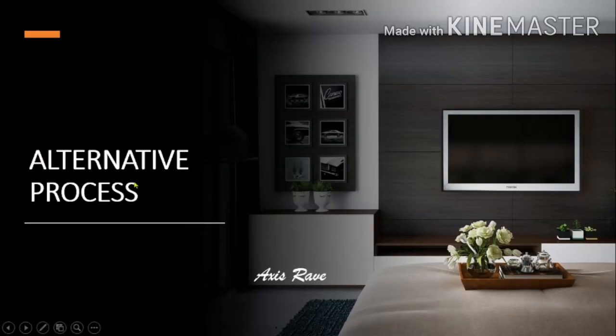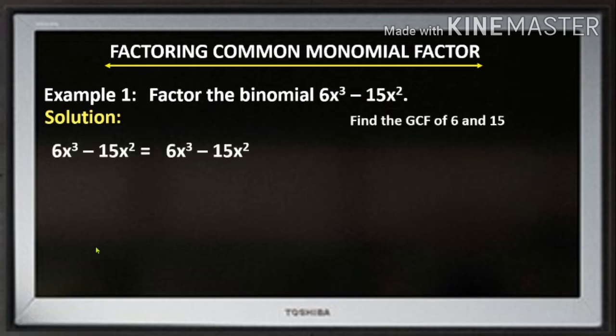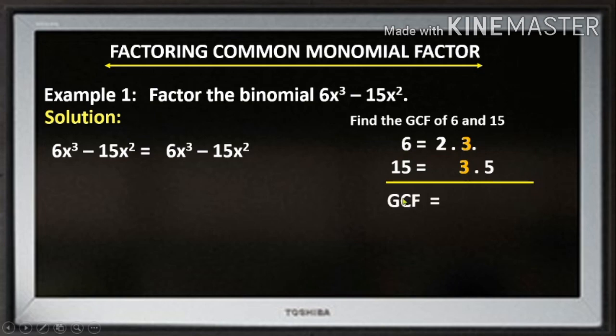Now we have also here an alternative solution or process. So the same problem, instead of finding the GCF of the terms, we only find the GCF of the numerical coefficients 6 and 15. 6 is equal to the product of the prime numbers 2 and 3. 15 is also equal to the product of the prime numbers 3 and 5. And as we have noticed, 3 is a common factor of both 6 and 15. So our greatest common factor is 3. Okay, so we write here 3 initially.